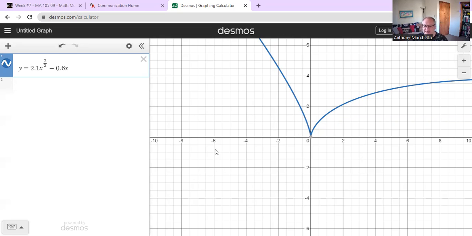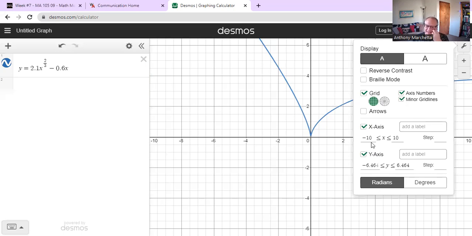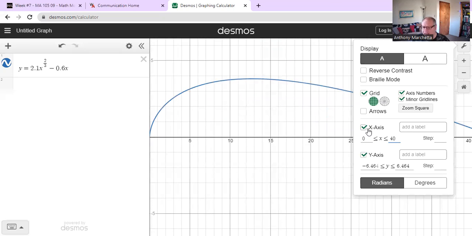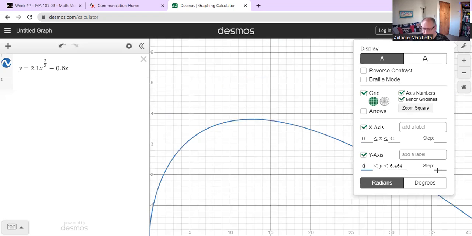But the question they're asking is, can you please take this and go from 0 to 40 on the x and from 0 to 4 on the y? So all we have to do now is change the wrench. Oh, no, I put a star on the wrench. Hold on. I meant to do this. There we go. Okay, so select the wrench. Now on the x-axis, let's go from 0 to 40. And on the y-axis, let's go from 0 to 4.